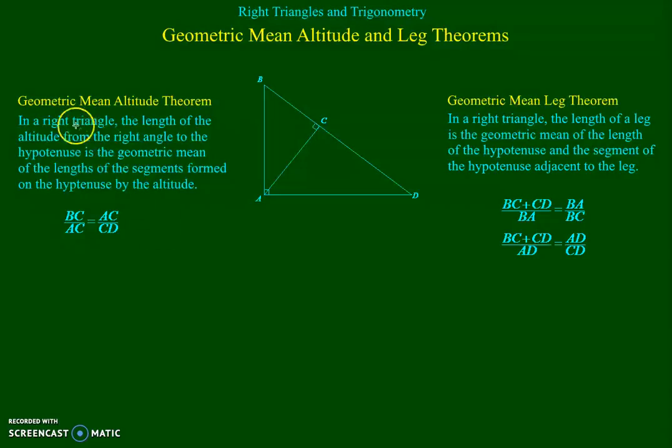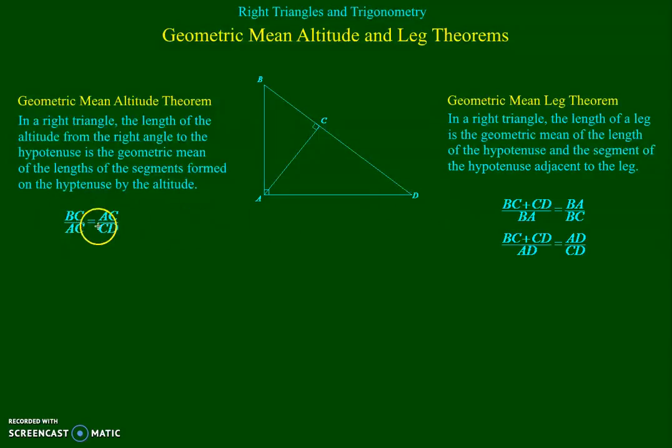So the first one is called the geometric mean altitude theorem. And it says, in a right triangle, the length of the altitude from the right angle to the hypotenuse is the geometric mean of the lengths of the segments formed on the hypotenuse by the altitude. So it's saying that AC, this altitude, is the geometric mean. Notice it's in the means position and it's the same value. The two segments formed on the hypotenuse by that altitude. So AC is the geometric mean of BC and CD.